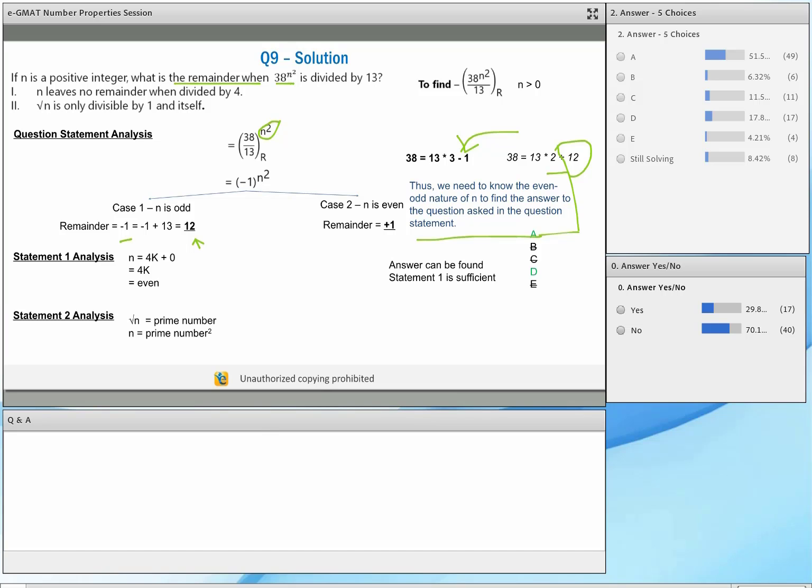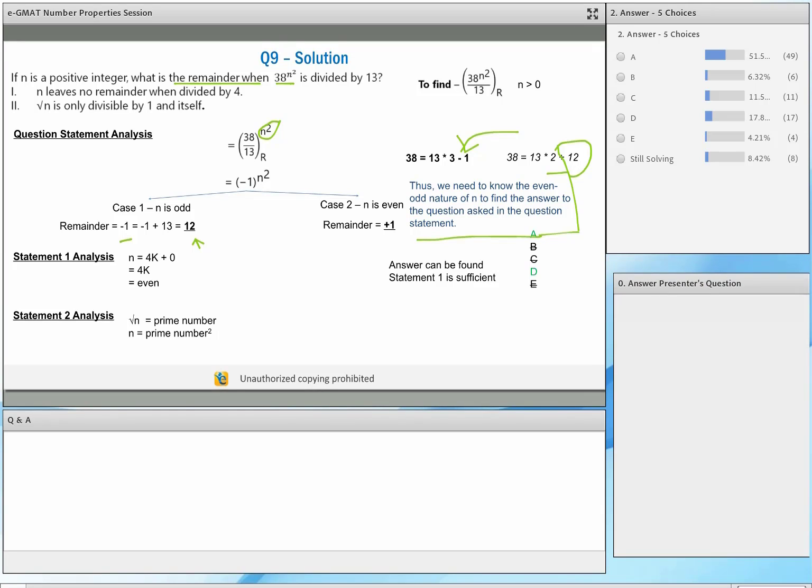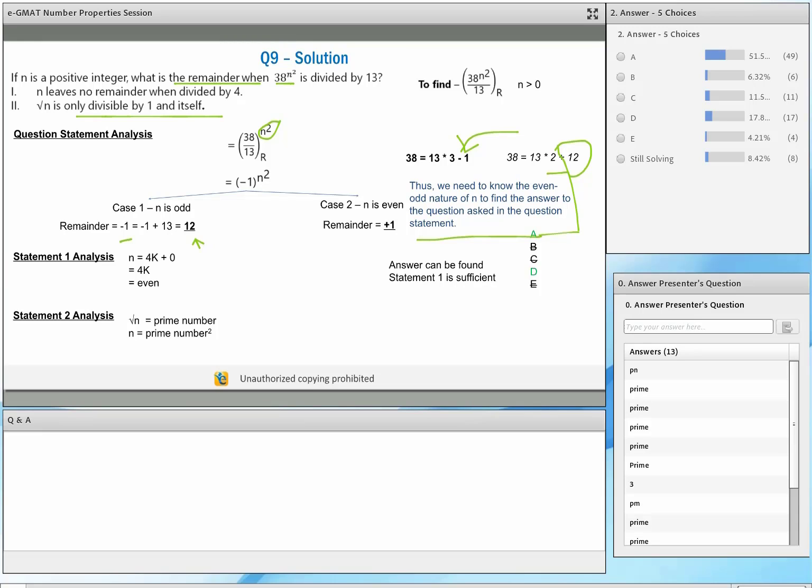Now let's take a look at statement 2. The square root of n is only divisible by 1 and itself. What is the number that's divisible by only 1 and itself? It's a prime number. So this is where I am applying my conceptual understanding of what a prime number is. I'm translating that into: the square root of n is a prime number, so the square root of n is equal to a prime number.